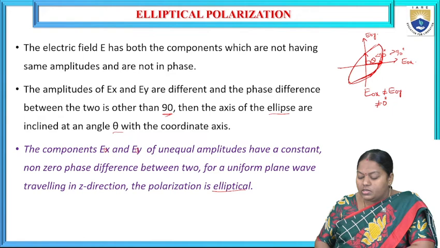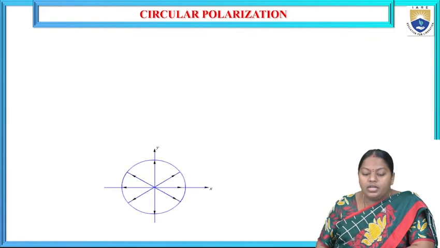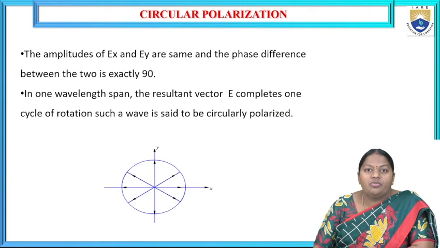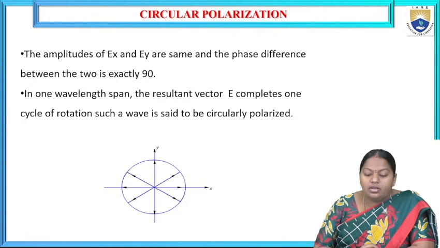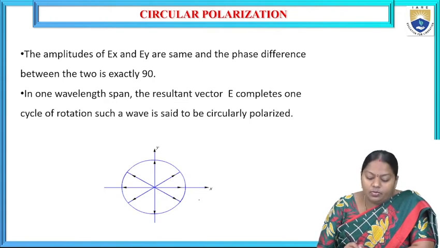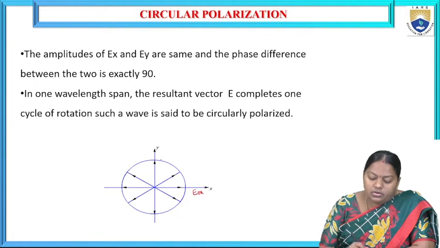Okay, so the third type of polarization is circular polarization. To define circular polarization we need to consider two magnitude terms, E0x and E0y.